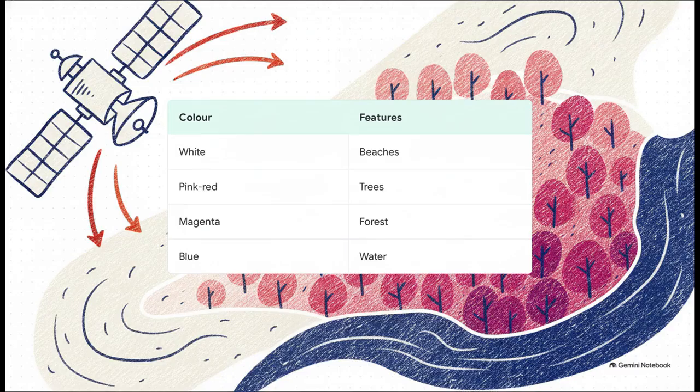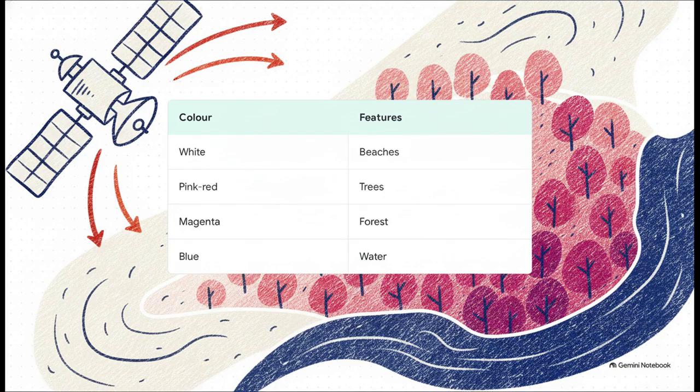But when we zoom way out to satellite images, things get really wild. Satellites often record infrared energy from the Earth's surface, energy that human eyes literally cannot see. When that data comes back to Earth, computers assign quote-unquote false colors to it so we can actually interpret it. This table right here, this is your ultimate decoder ring.